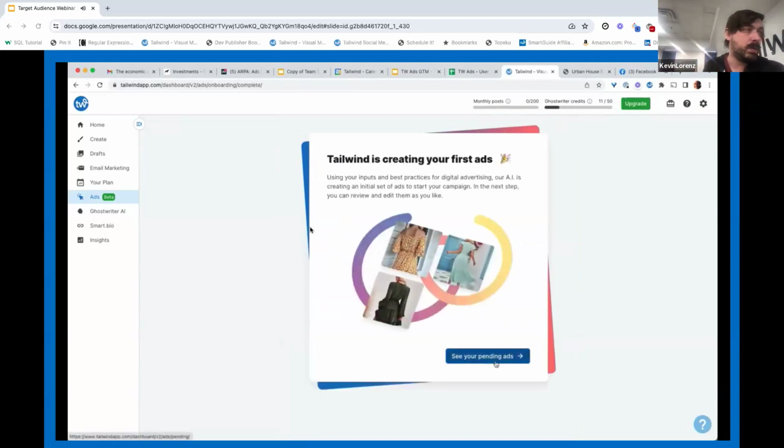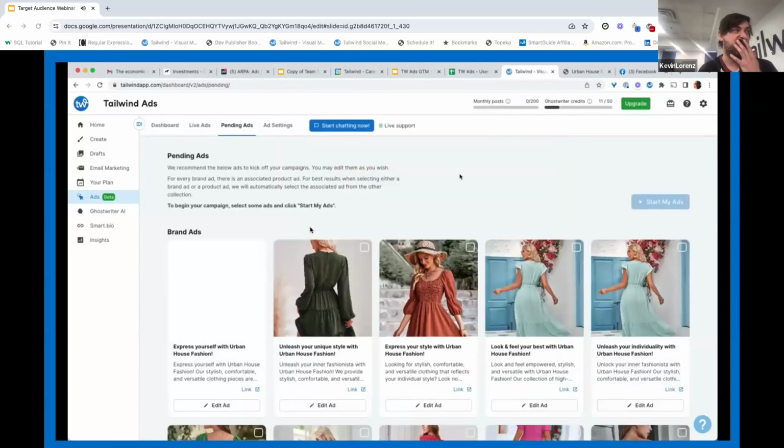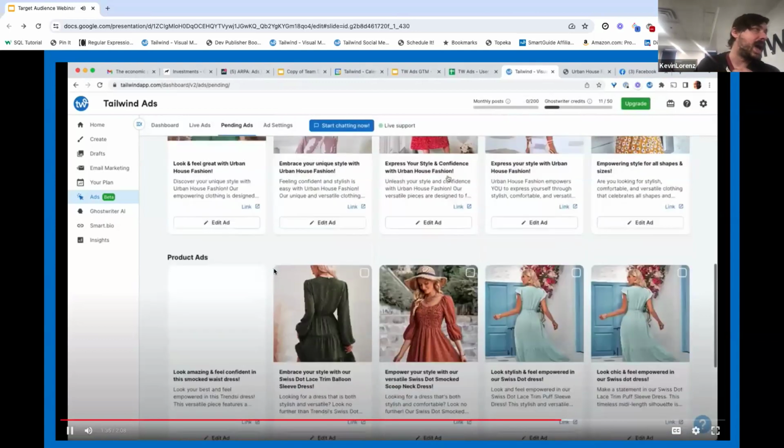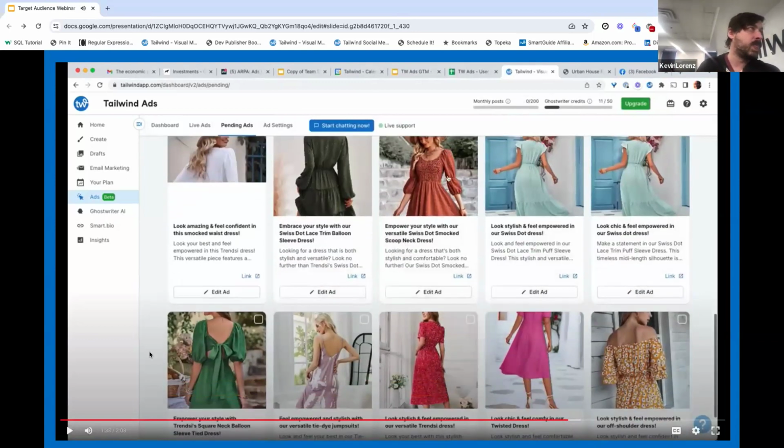So here we go. We generate those ads. You're able to go in there, review these, explore your live ads if you've got ads live, and manage all of your paid ads from right within Tailwind, right? From the same place that you manage all of your paid social.